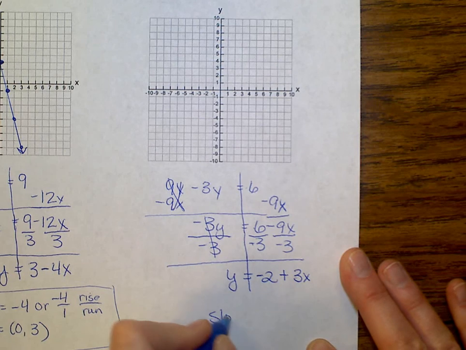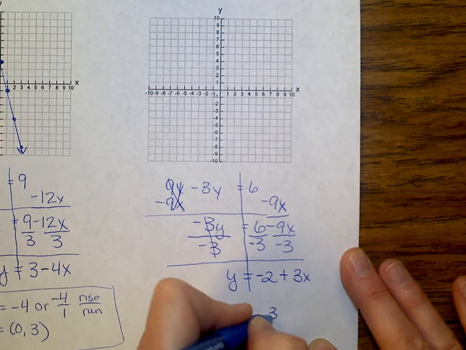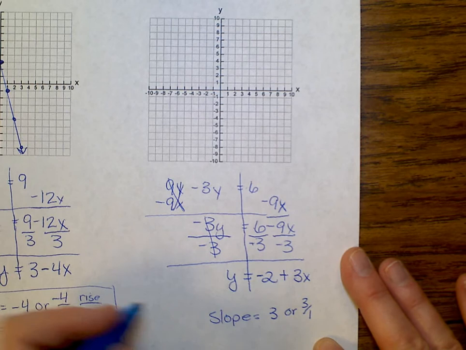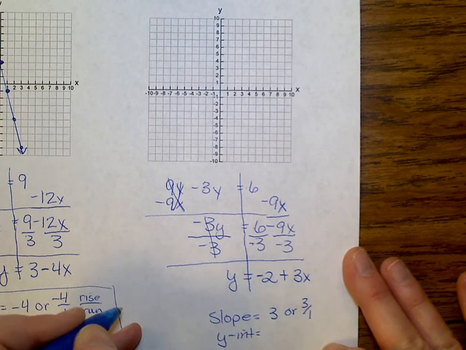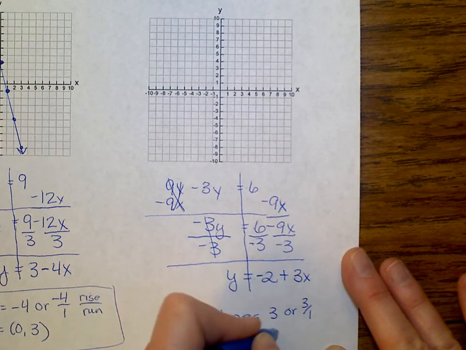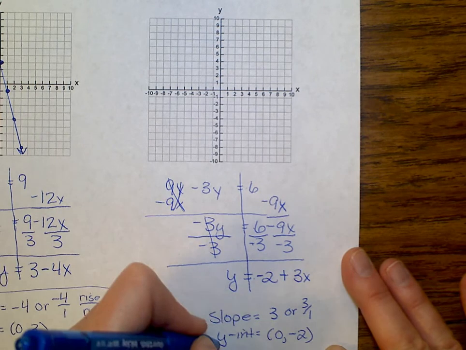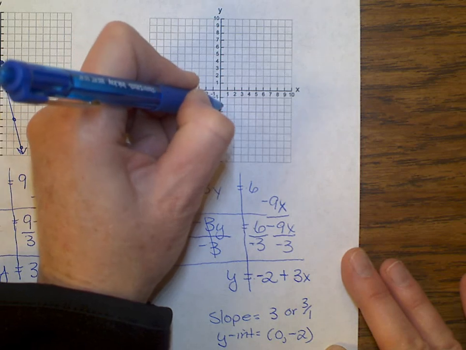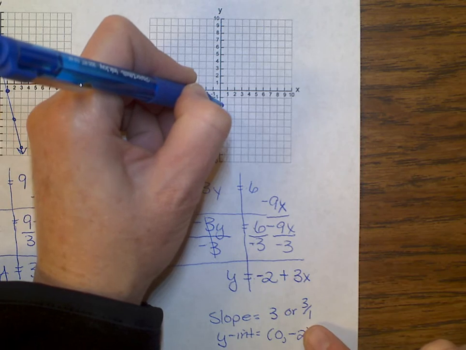Slope is what's multiplied to the x, that's the m, which is 3, or you can think of it as 3 over 1, so that we've got rise over run. And then our y-intercept is going to be at the plus b, which is 0, -2. So the y-intercept is my starting point for graphing. I'm going to go to 0, -2. And from that point, I'm going to use the slope to plot the rest of my points.